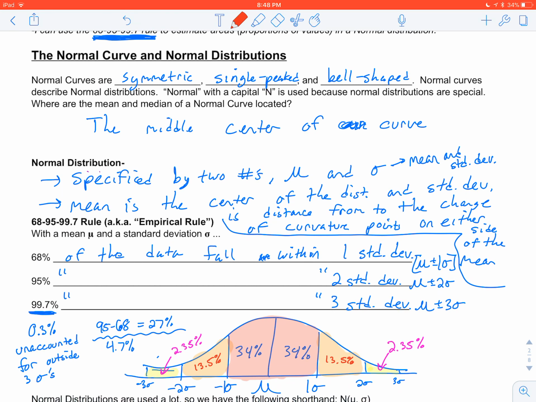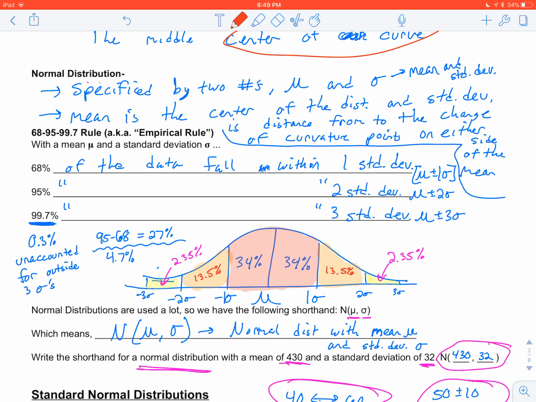You also may have heard this called a bell curve. Normal curves are describing Normal distributions. The word Normal is capitalized regardless of where it occurs in a sentence. That is because it is a proper noun. So this Normal should be capitalized right there. Normal distributions are special, so we give them a special name. The mean and median, we talked about before, are in the center of the curve. A Normal distribution is specified by two numbers, most importantly, the mean and the standard deviation, so mu and sigma. You need to have that for every Normal distribution you're talking about within a problem.